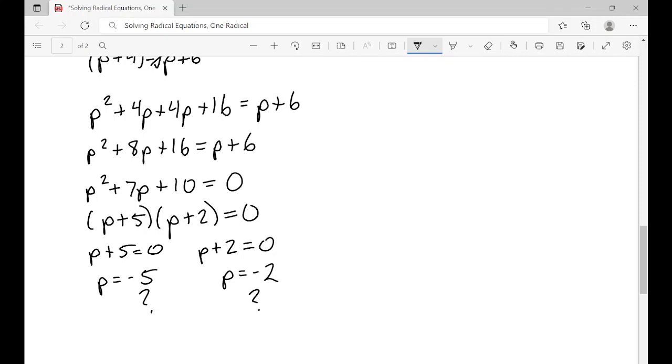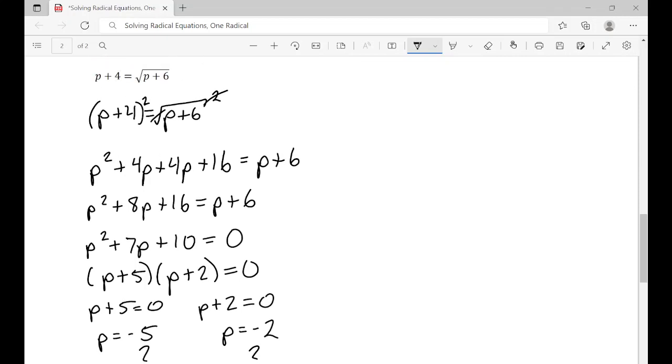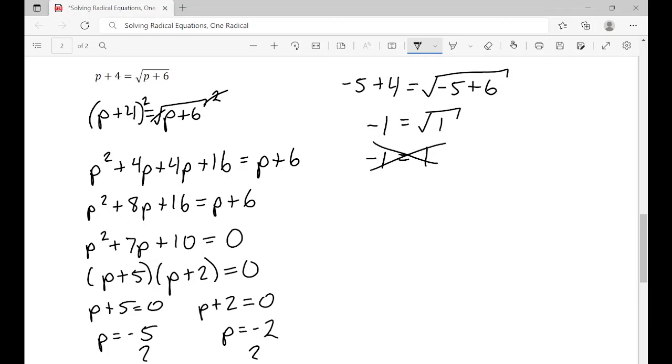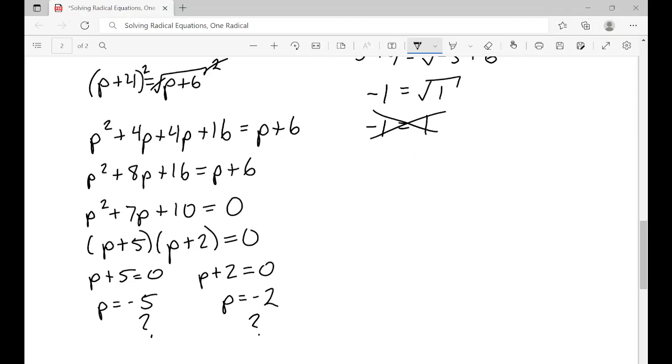are these two solutions? Let's plug it back in and find out. So first one, -5. So -5 plus 4 is equal to square root of -5 plus 6. So -5 and 4 is going to give me -1. -5 and 6 is going to give me +1. And square root of 1 is 1. -1 does not equal +1, so it's not true. So I can get rid of this as a potential solution because I know it's not true.